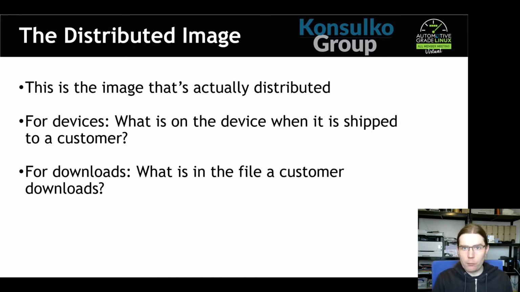A key concept that I want to introduce is the idea of the distributed image. This is the software image that is actually distributed. So if you're selling a device, this is the software image that's actually programmed into the device at the point at which it is shipped to a customer. If you're distributing via a software download, this is what is actually in the file that a customer downloads. So this is what you really need to be thinking of when it comes to license compliance: not the result of running a build, but what actually ends up being sent out to a customer.